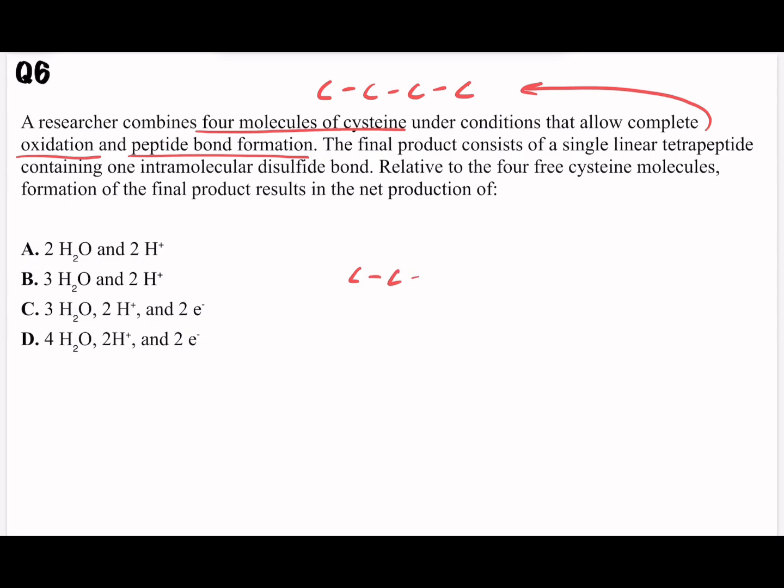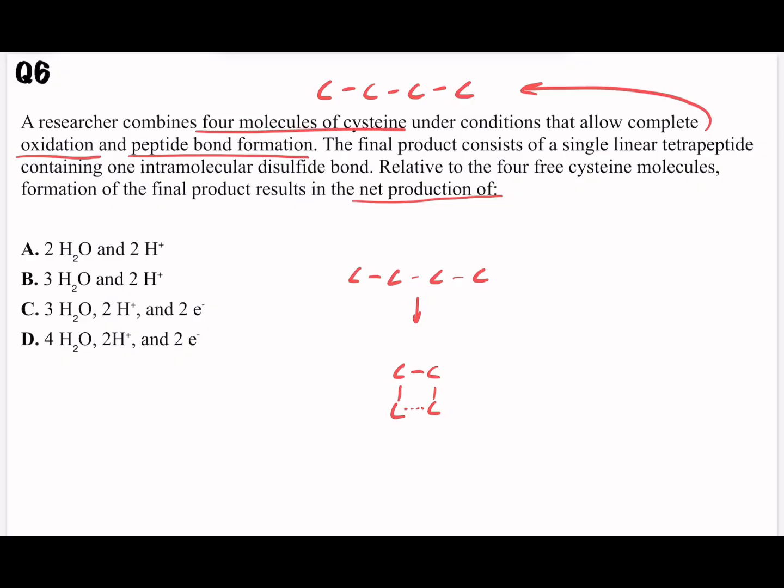All right, so let's take a look at that. Let's say we have a linear tripeptide, or sorry, tetrapeptide of cysteines. We're now introducing 1 disulfide bond, so it could look something like this, with this being the disulfide bond. Relative to the 4 free cysteine molecules, formation of the final product results in a net production of. Okay, so now we're talking about the net production of what?